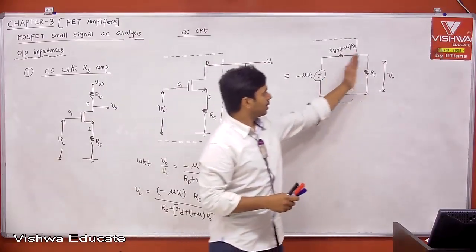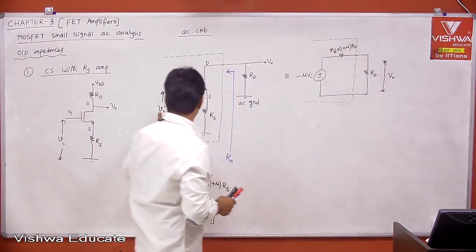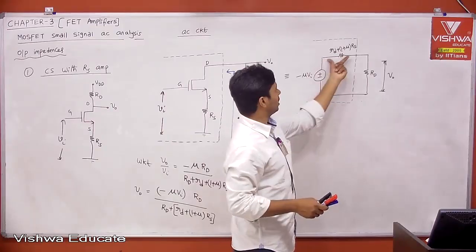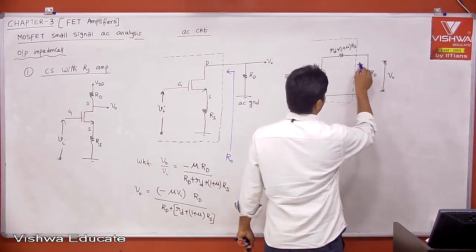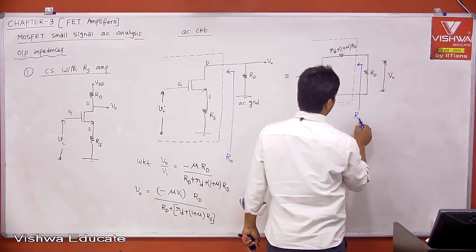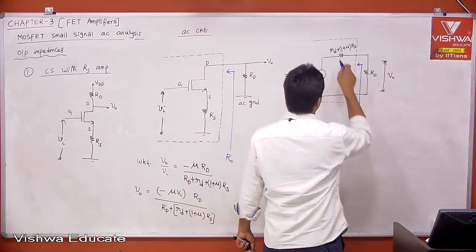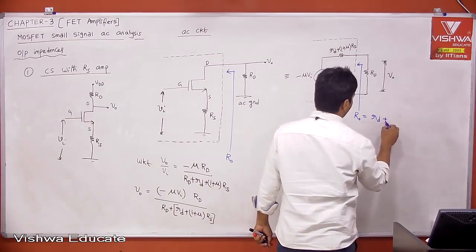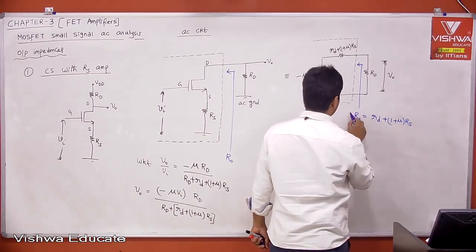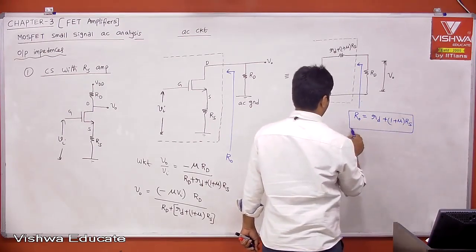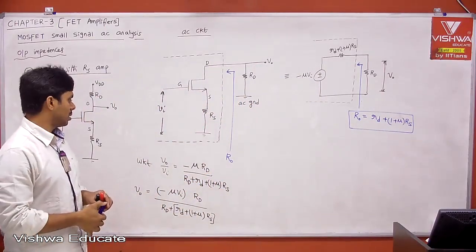Then tell me, what is the output impedance definition? Exclude the load. It is the impedance seen into the output port when VA is equal to 0. What is left? This one only, right? Simple. Therefore, this is our R0. Because when we make VA 0, R0 is small rd plus (1 plus mu) into RS. This is your R0. Got it? This is easy, right?